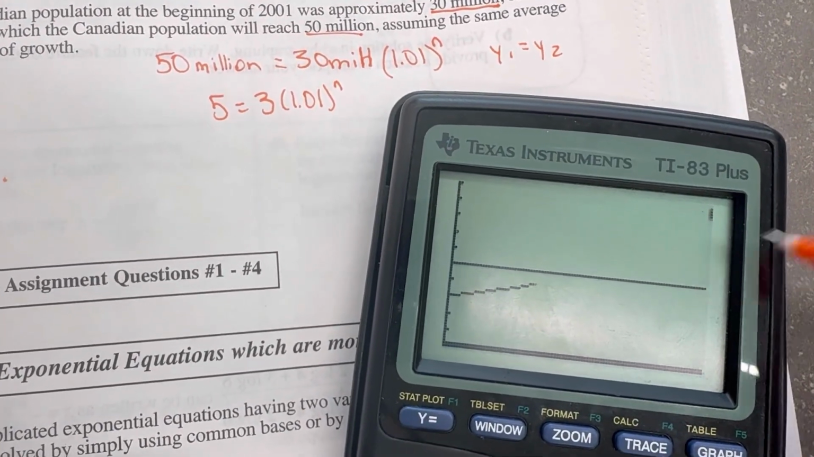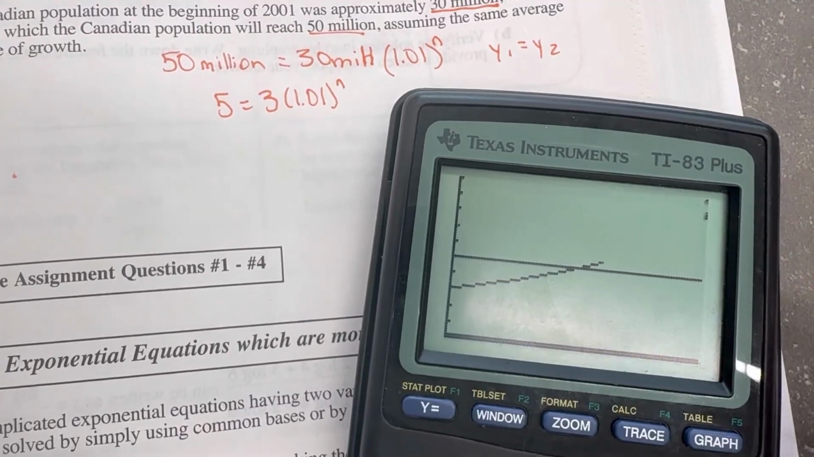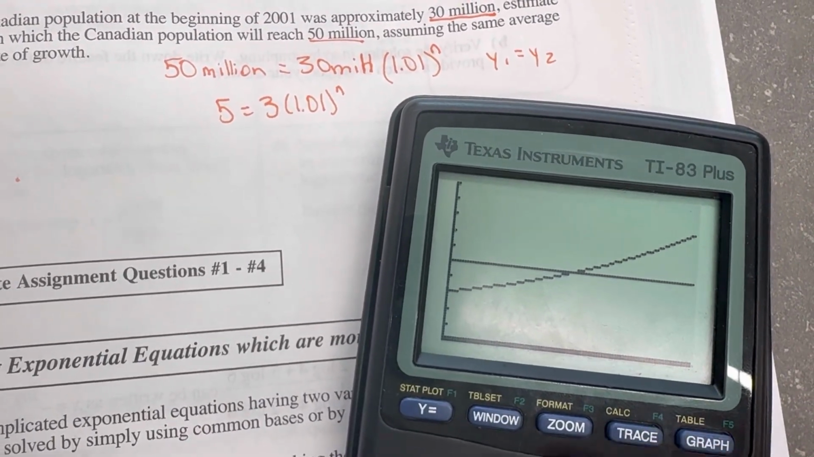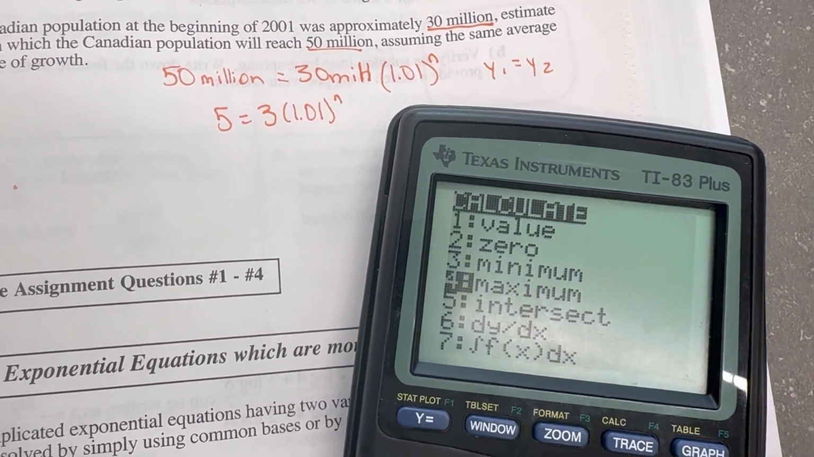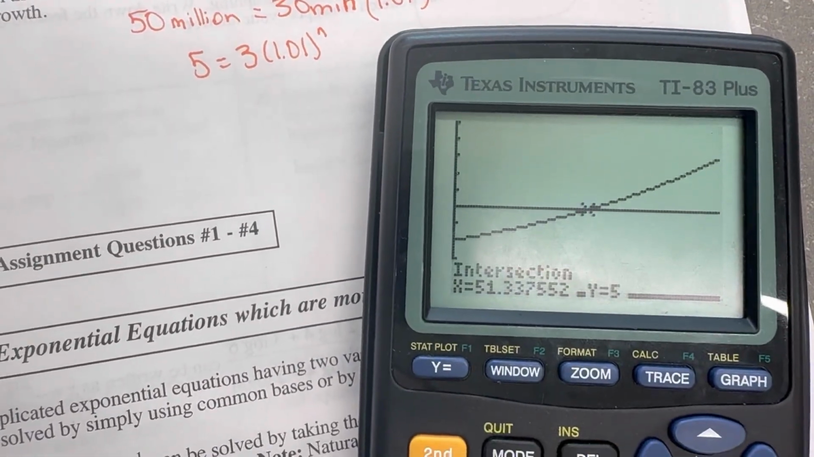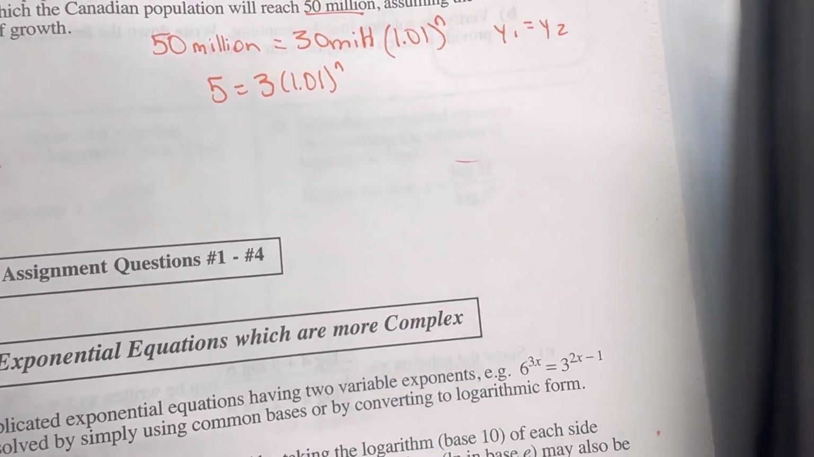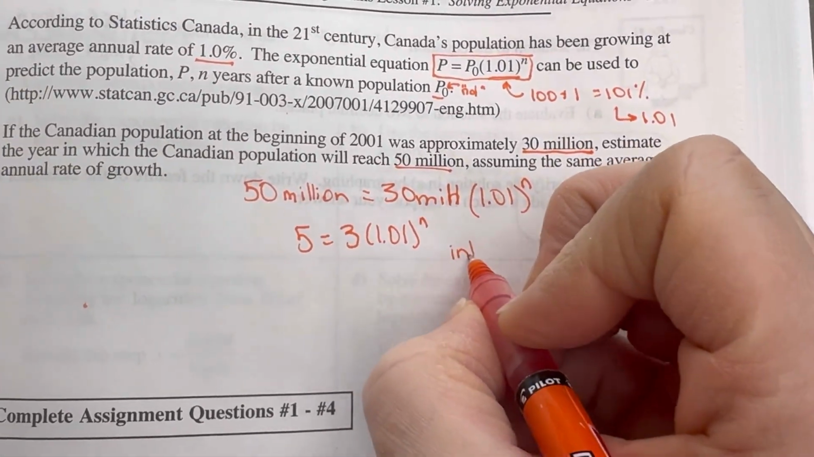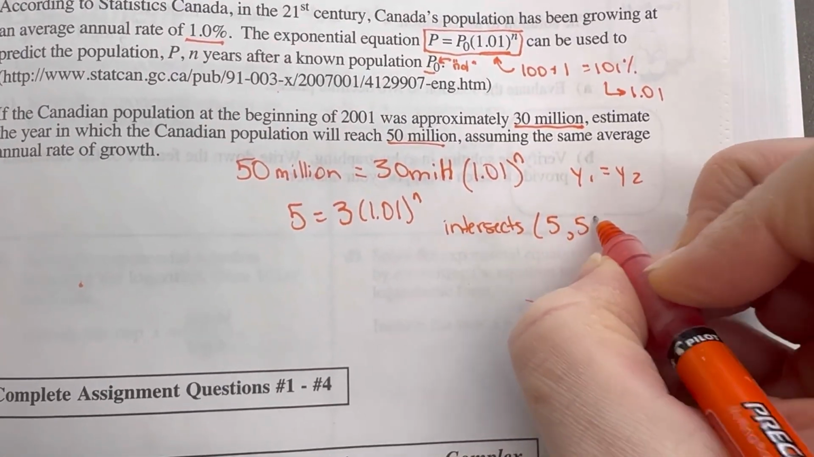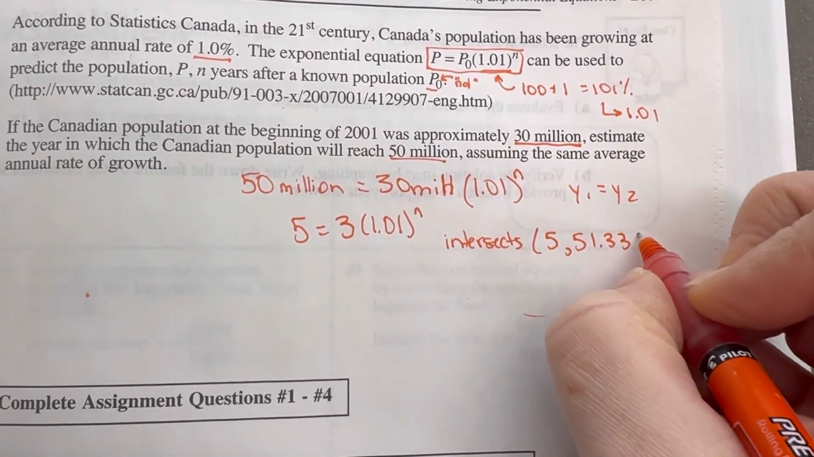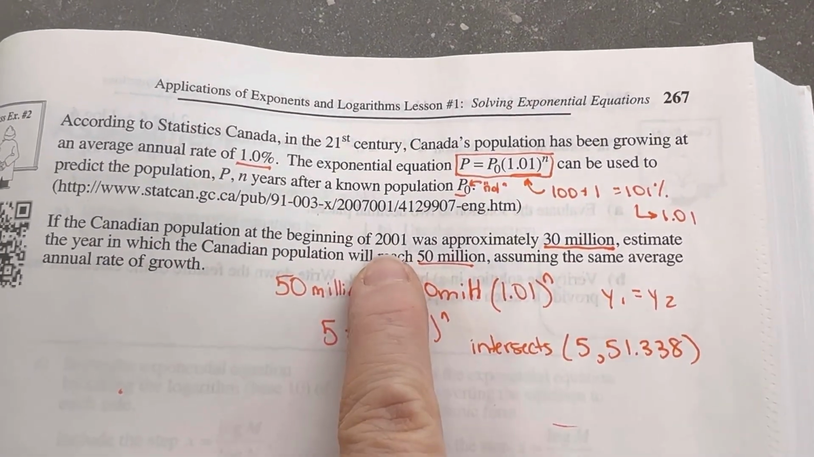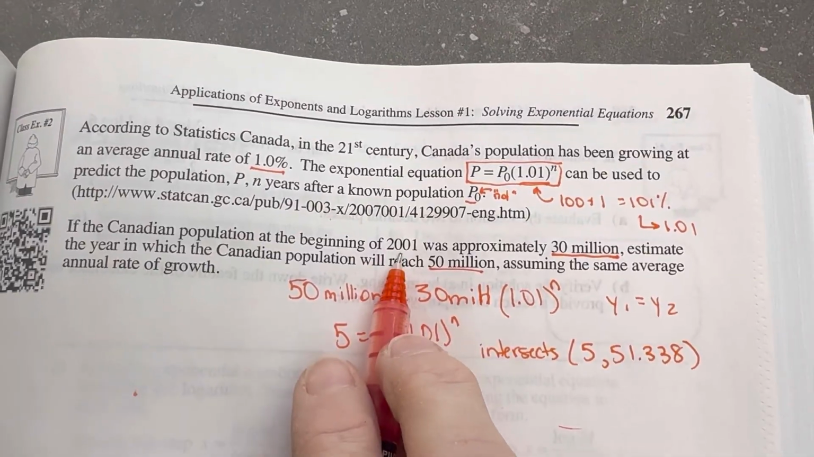There, that's better. Okay, so then that's my intersection point that I'm going to find. So I go calc intersection, and it intersects at 51.338. Okay, so this is at the beginning of 2001.